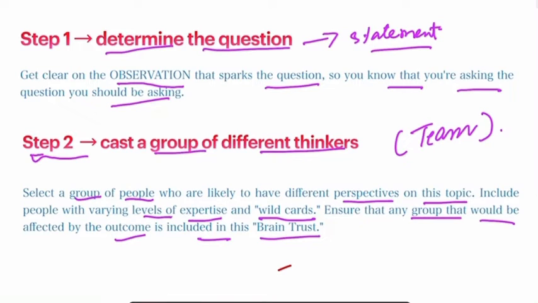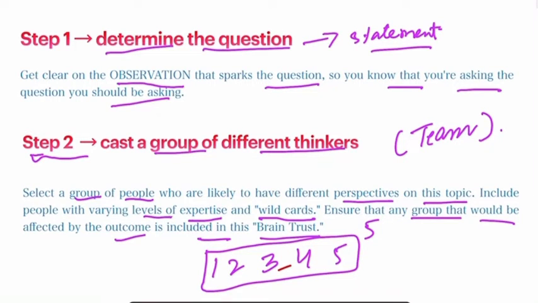Now, it basically means that let's say you have 5 members in your team, so you are giving each member a different perspective. Because we are casting a group of thinkers, we need to have different types of people who are going to have a different perspective related to this statement or this question.